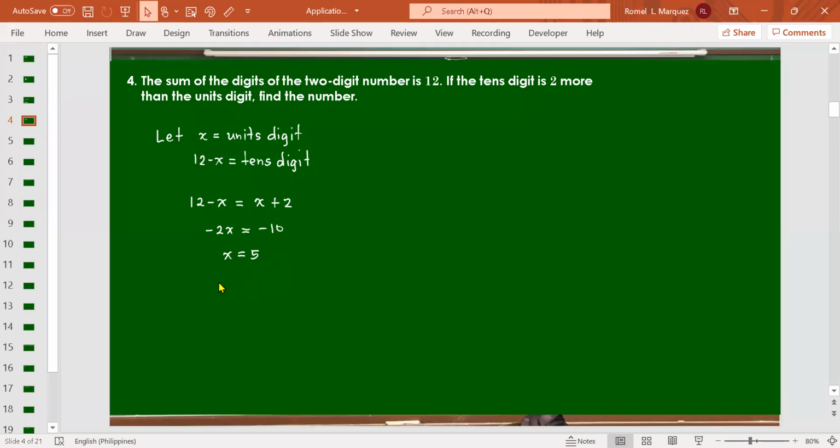Am I right, guys? What is the tens digit? 12 minus x, that is 12 minus 5, which is 7. So this is the units digit, or ones digit, and this is the tens digit. What is the number, guys? Anyone? Therefore, the number is, guys, still alive, children? 75, no? That's the number.